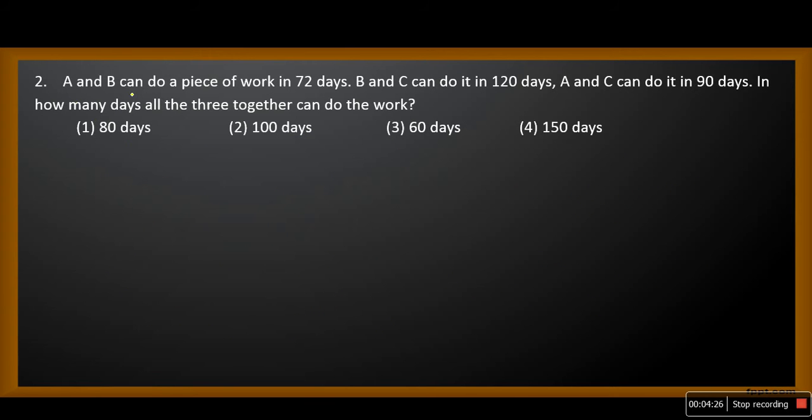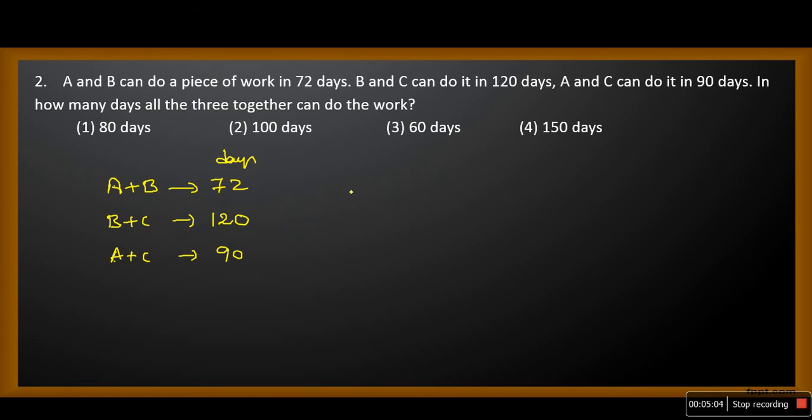Coming to the second one. A and B can do a piece of work in 72 days. A and B can do the work in 72 days, and B and C together are taking 120 days. A and C together are taking 90 days. See, this is the efficiency of A and efficiency of B, the efficiency of B and efficiency of C, and the efficiency of A and efficiency of C. A and B together are taking 72 days, B and C together are taking 120 days, and A and C together are taking 90 days to complete a certain work.